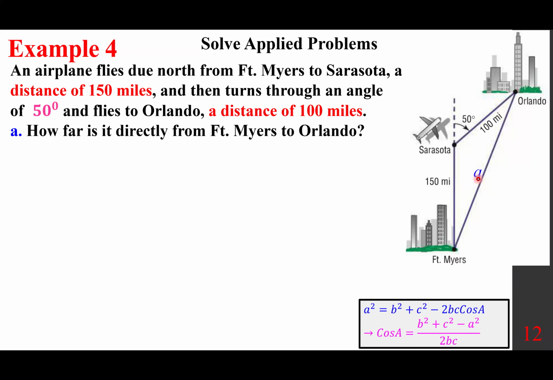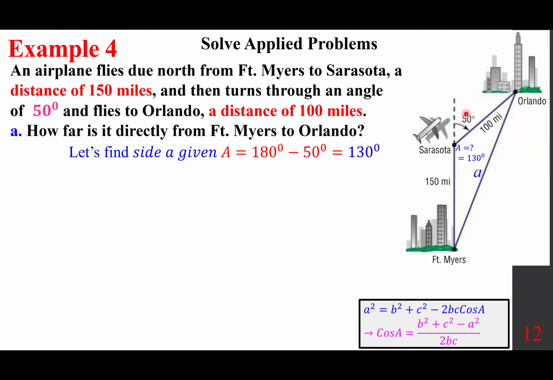We're going to call this distance A. That's what's missing. Well, what is this angle? We need to find it. We know this is 50. The two angles add up to 180 degrees, so the angle is 180 minus 50 degrees, which is 130 degrees.